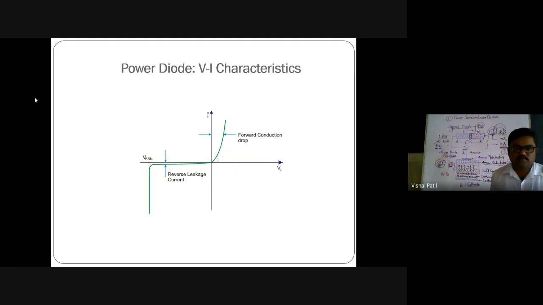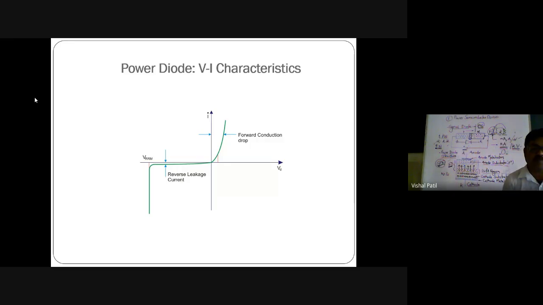But if you look at the current, how is it increasing? It is increasing exponentially. There is an exponential relation between voltage and current. By observation, you can say that if we change the voltage by a very small magnitude, the current will increase abruptly. At some particular instant, the current will become very high.